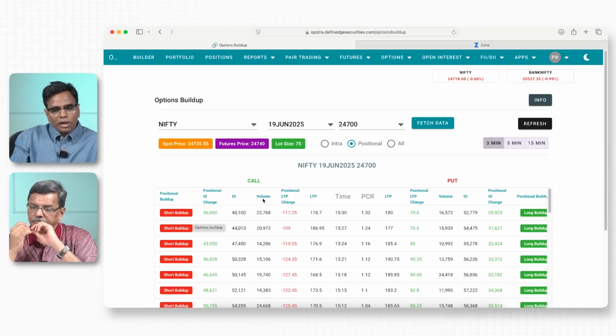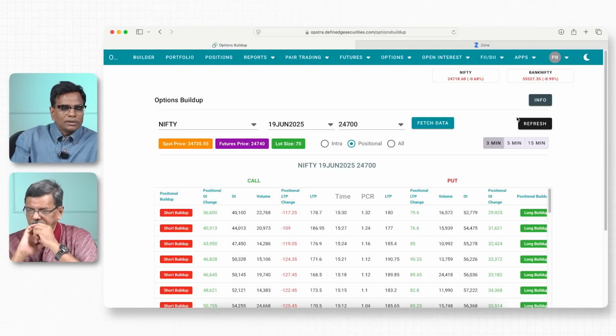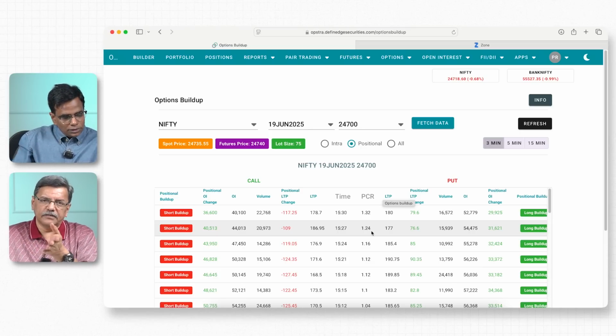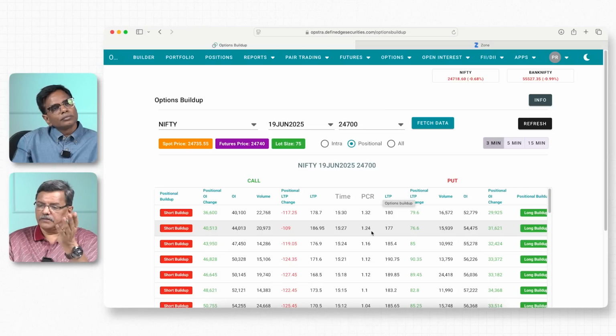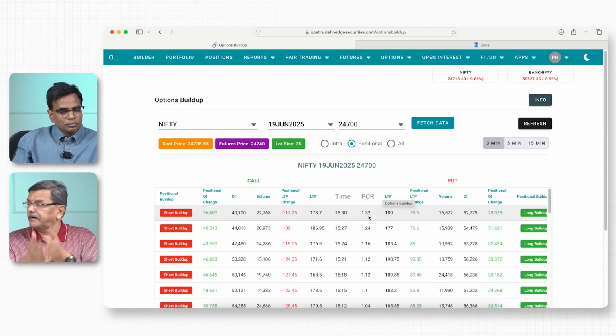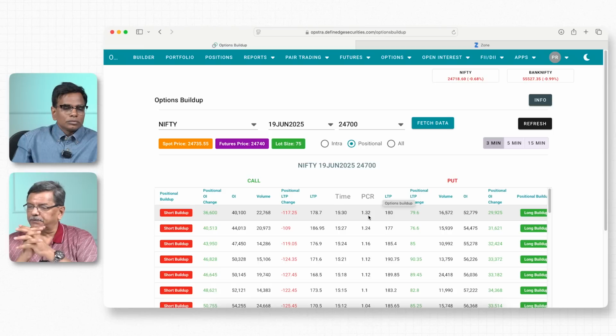Then you can look at 3 minute, 5 minute, 15 minute data, and that's all information you can get. Even PCR you can get at each and every minute. Typically with PCR, above 1.2 is significant, and you can see how it changes for a strike price. Sometimes there can be a drastic change in the trend intraday, so that can be useful, typically on expiry days.